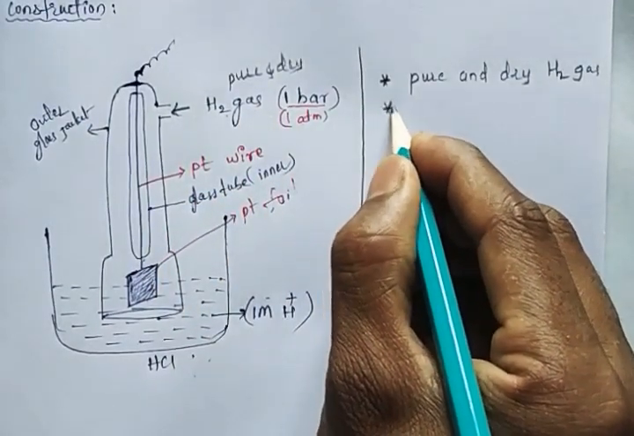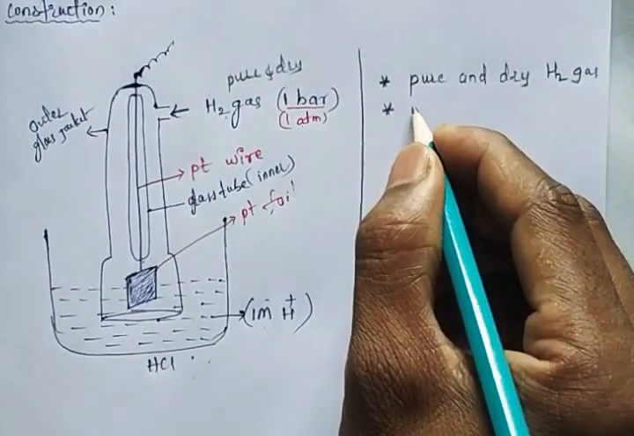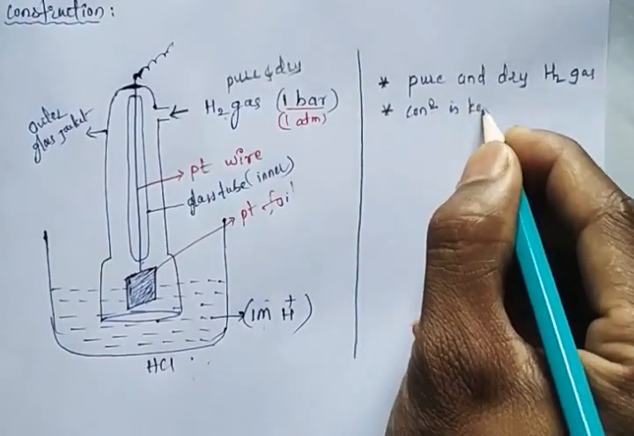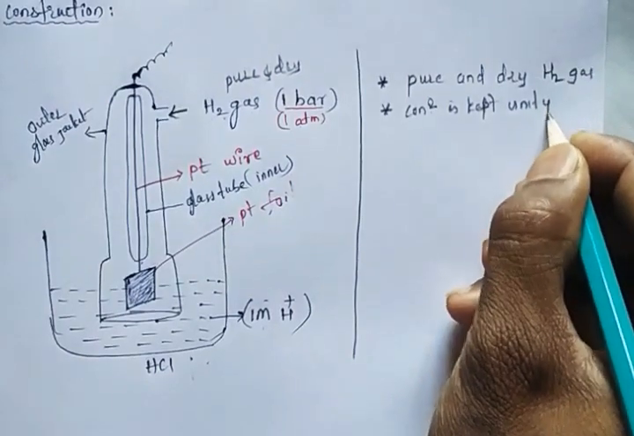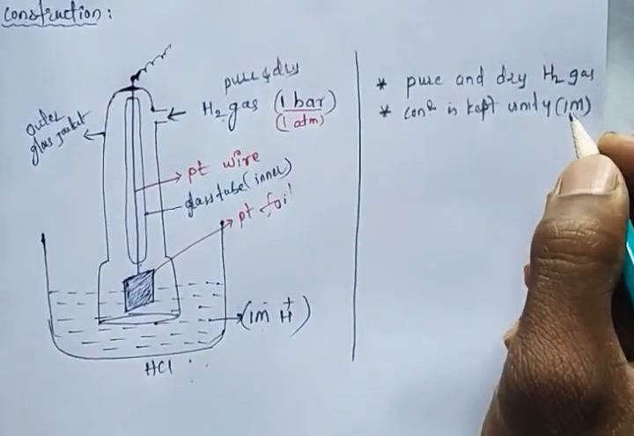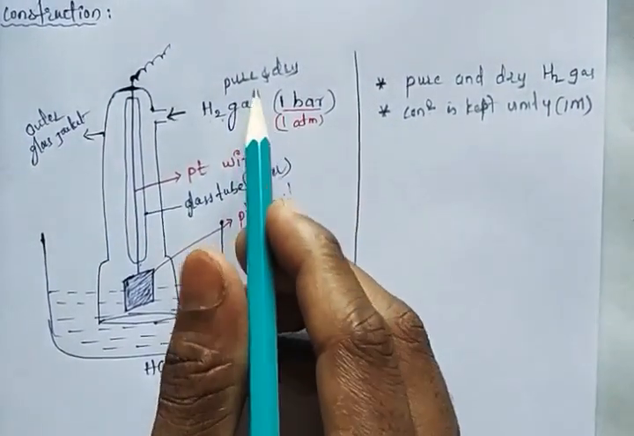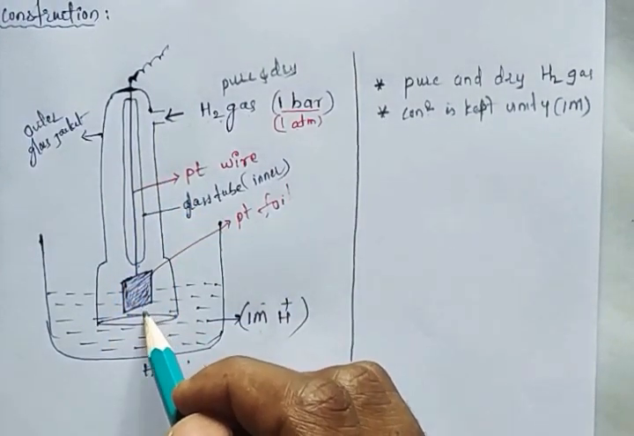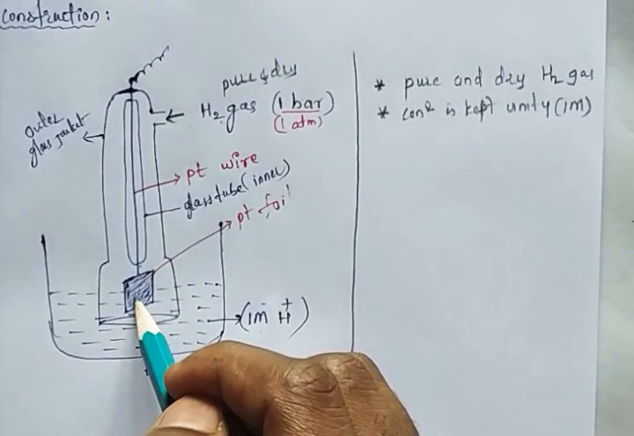And the second one is that the concentration of the solution is unity. The concentration is kept unity. That means यहाँ पर 1 molar, the concentration must be 1 molar. If any impurities enter into the cell, then it gets poisoned. So therefore we cannot get accurate values.